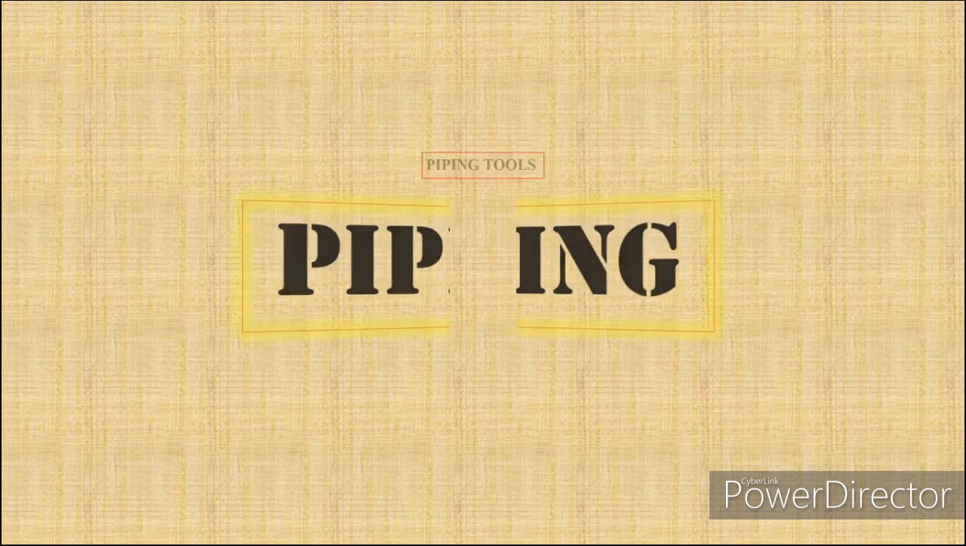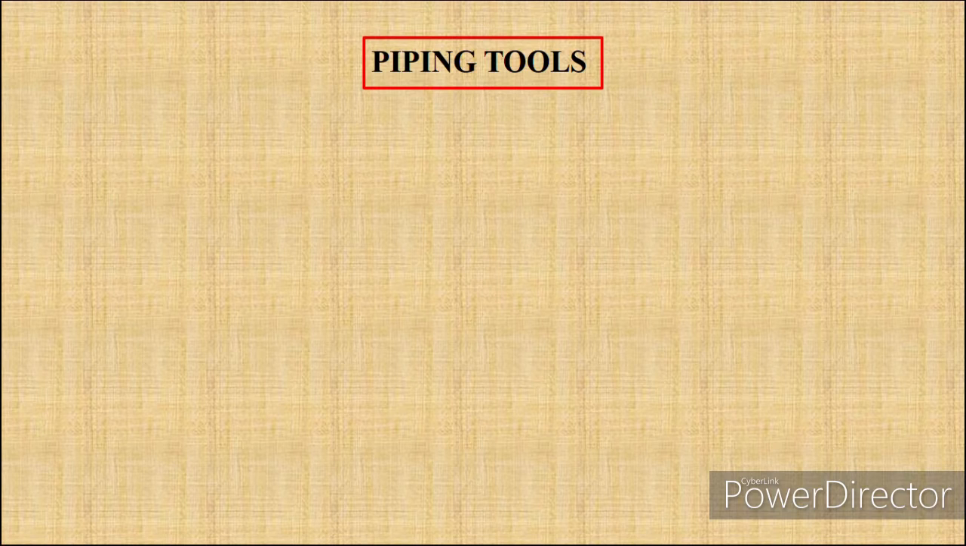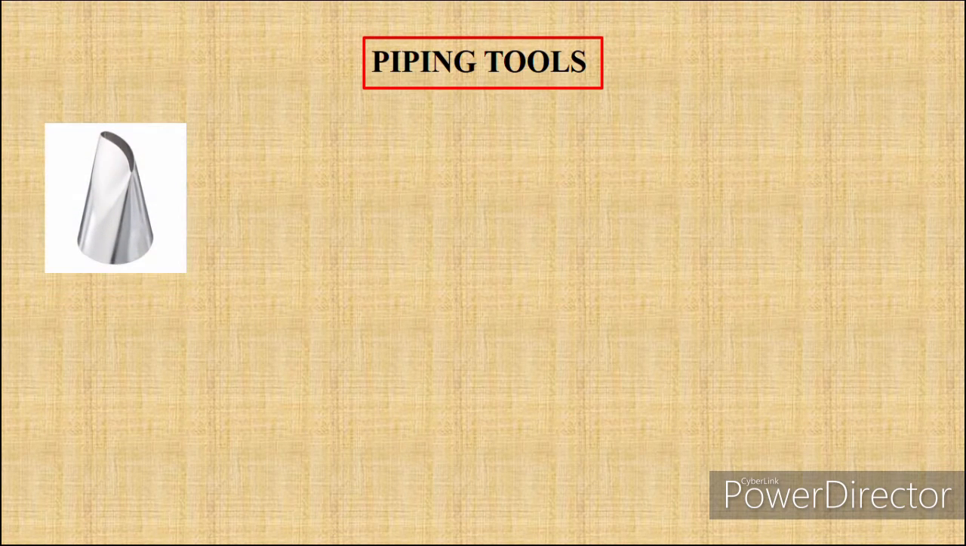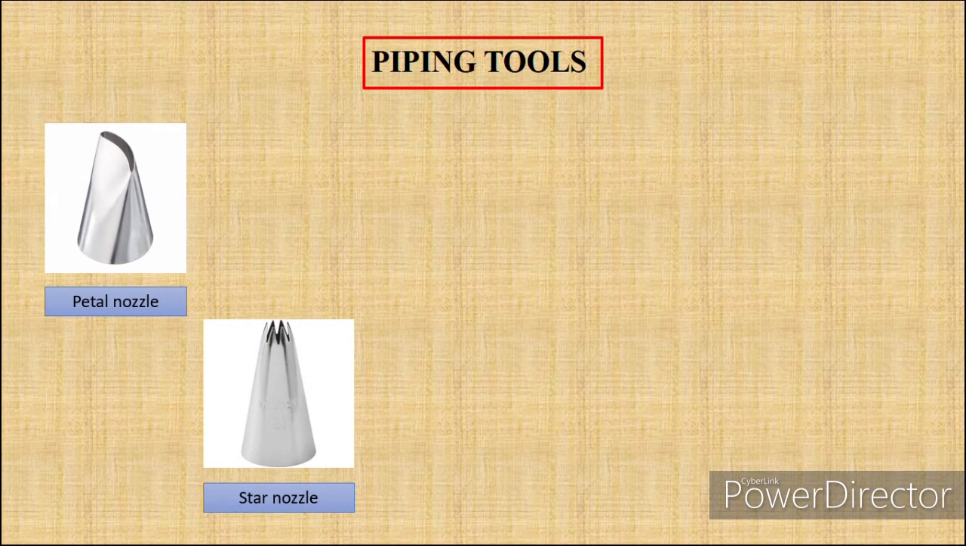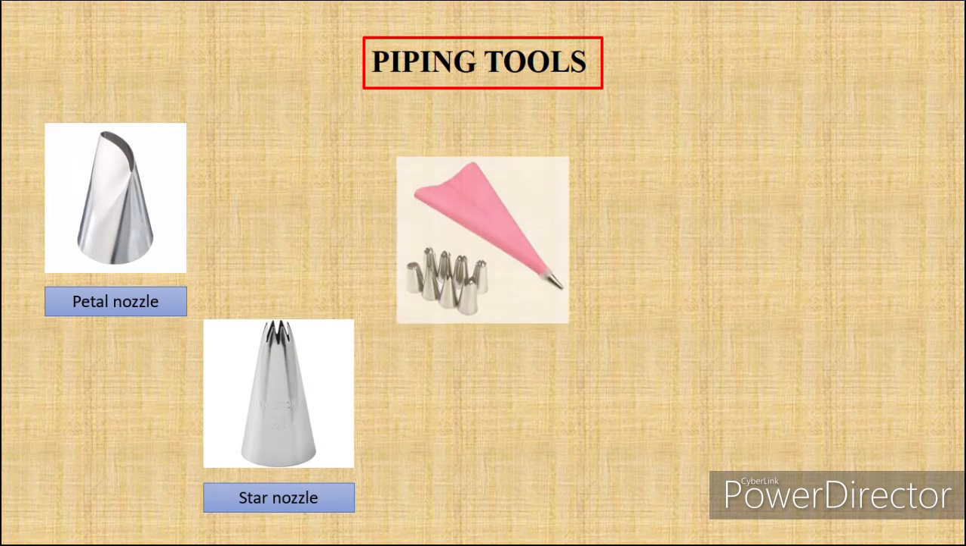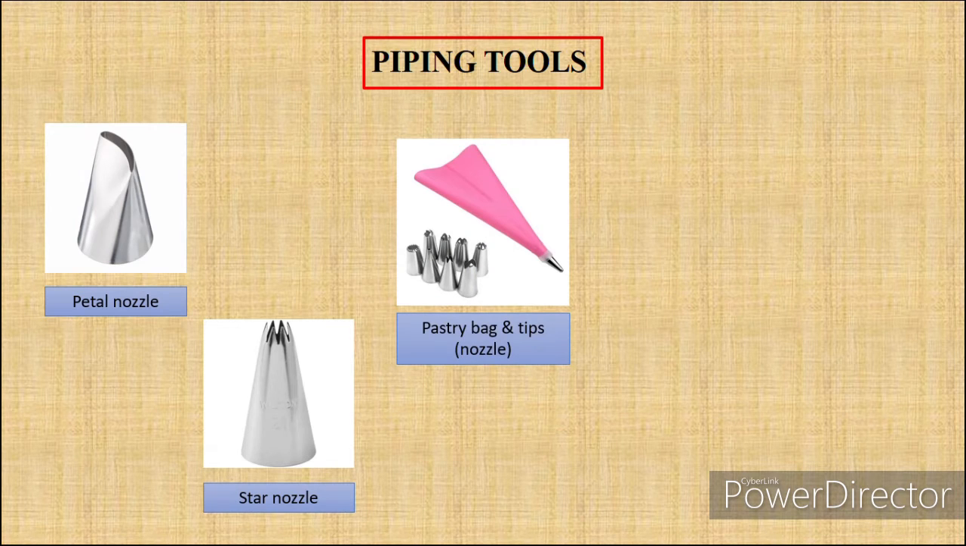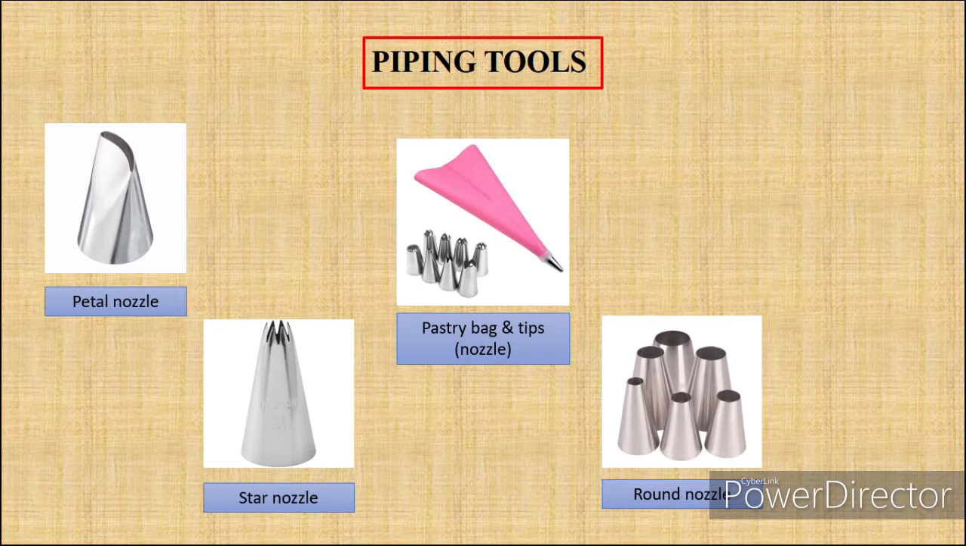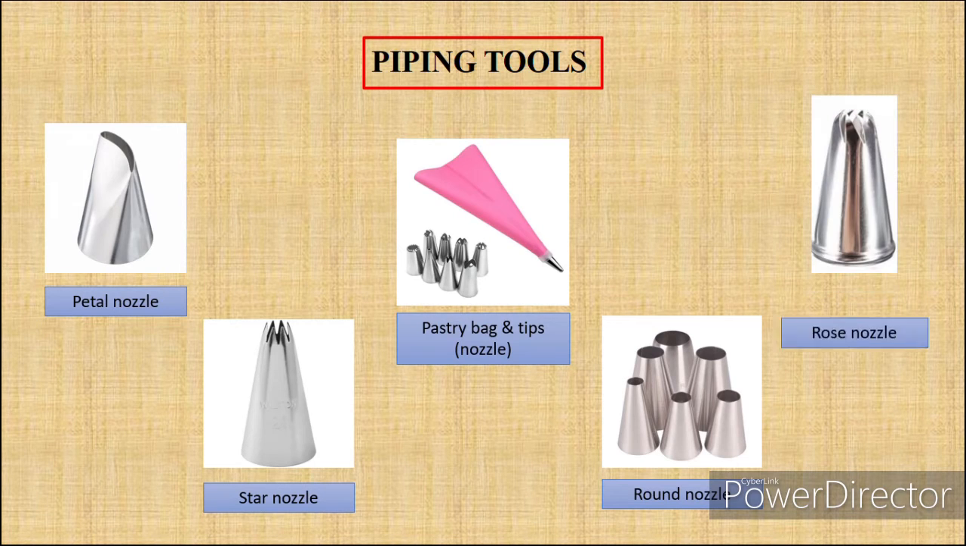Now I will show you some piping tools. Here are some examples of piping tools. The first one is the petal nozzle. The second one is the star nozzle. Here is the pastry bag and tips with different designs of nozzle or tips. And this is the round nozzle, and the last one is the rose nozzle.